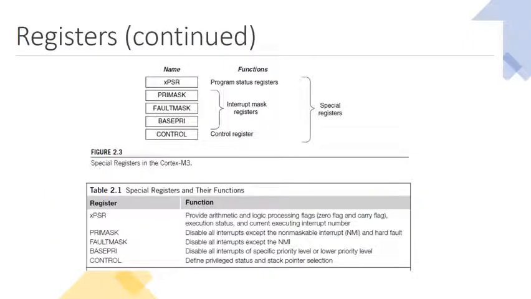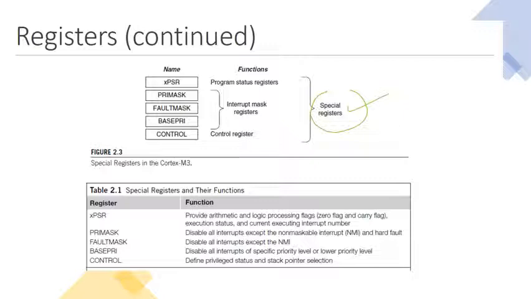Then, as I mentioned, the flag register is also called XPSR, the program status register, and the interrupt mask registers. Three mask registers are there, and one more is the control register. All these main registers are called special registers.